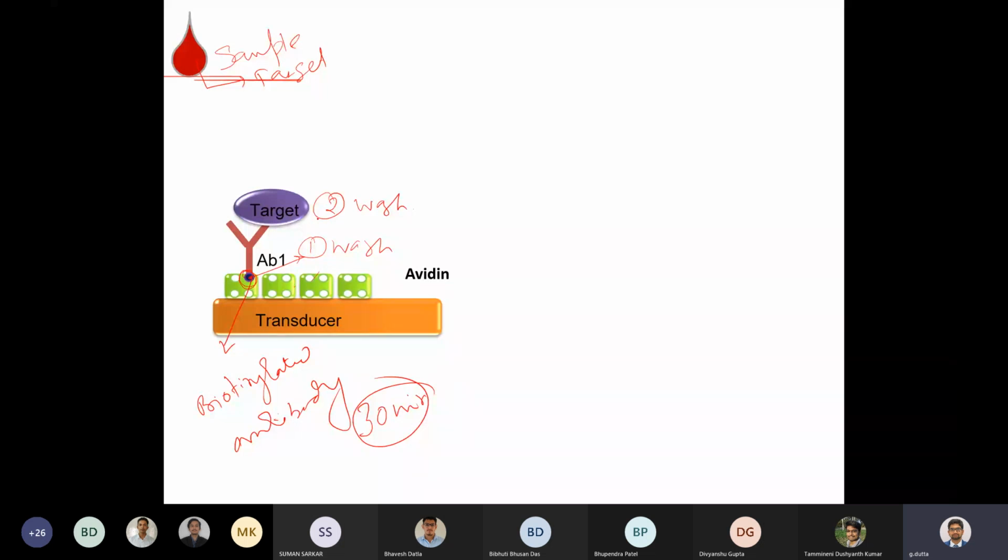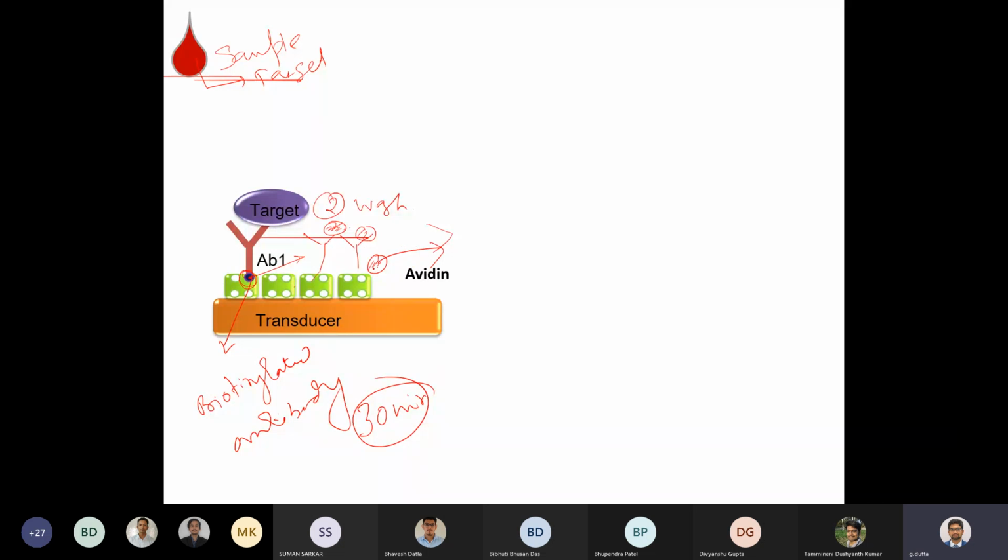So why do we need to wash this target step? Because if there is other non-target material that is not bound on the surface, it should be removed from the surface. That can be done by the washing step. Maybe there is some more antibody. I was just showing one antibody as an example, but there are thousands and thousands of antibodies here. So maybe some target will bind here also, and some target may be here also. So it should be washed out from the surface.